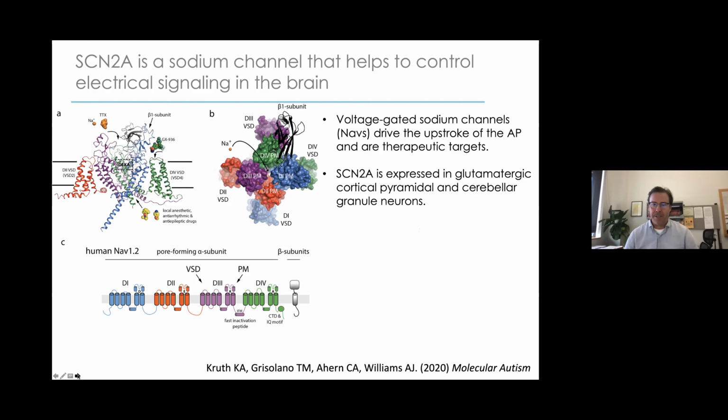But the type of defect that we really want to talk about today, the project that we're working on, involves a specific genetic mutation called a premature termination codon, or a nonsense mutation. And these are mutations which inactivate the sodium channel gene itself, resulting in a loss of functional protein. So you can go to the next slide.